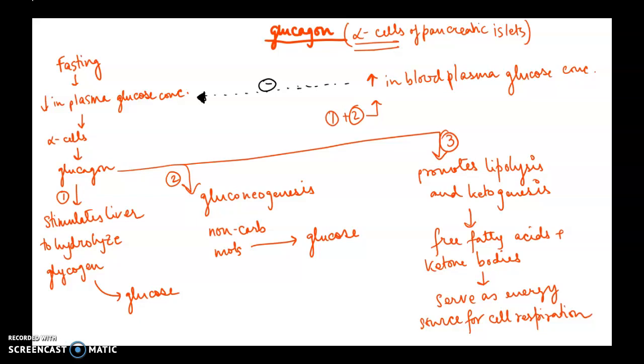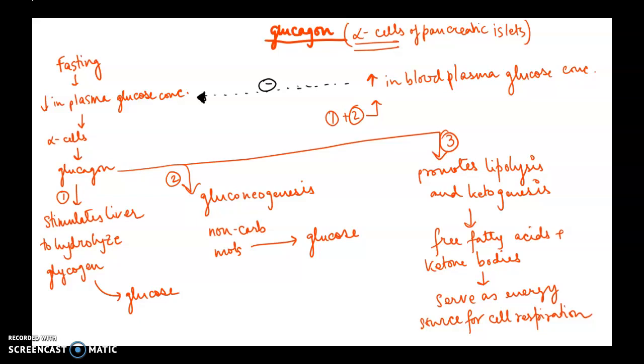It first stimulates the liver to hydrolyze glycogen and release glucose into the bloodstream. Remember, in the liver, all the glucose that is taken up forms something called glycogen. We talked about that. So glucagon stimulates the liver to hydrolyze glycogen to release glucose. Glucagon also promotes the process of gluconeogenesis, which is pretty much synthesis of glucose molecules from non-carb sources.